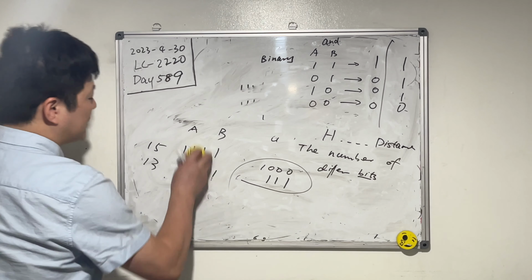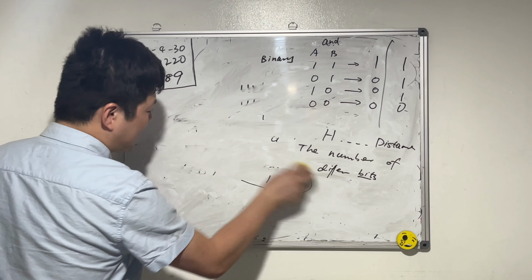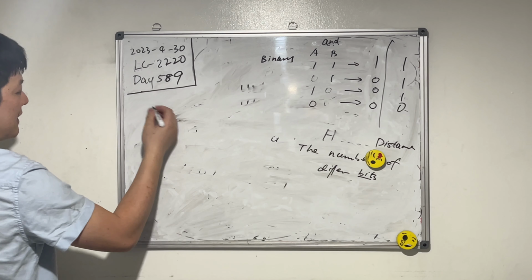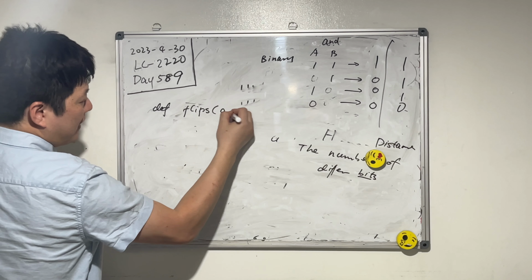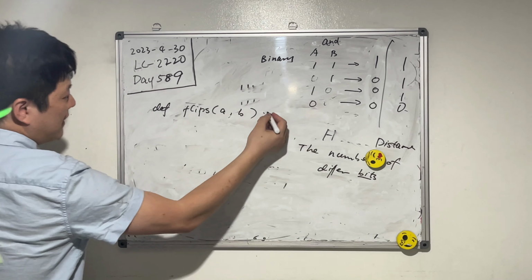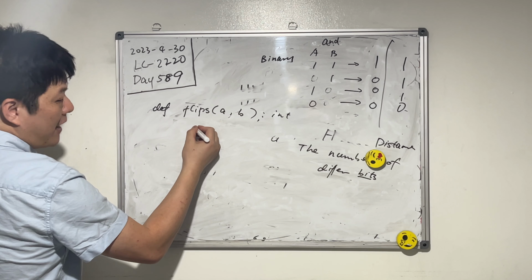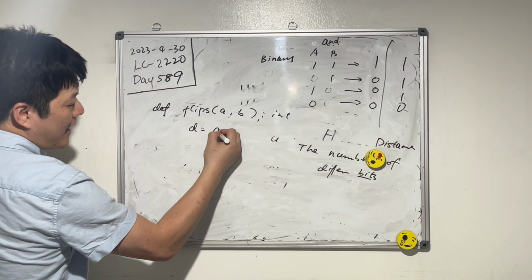So the answer is just the Hamming distance. Let's calculate the Hamming distance using exclusive OR, just like that. Define, okay, let's flip A and B. Two numbers, right? This is returning the integer. Hamming distance, D equals A exclusive OR B.